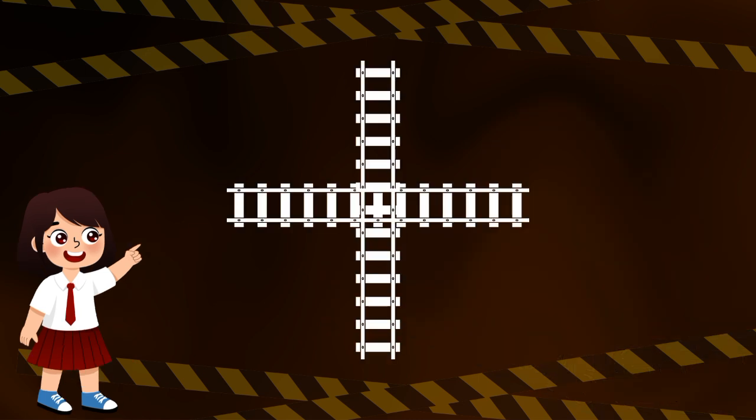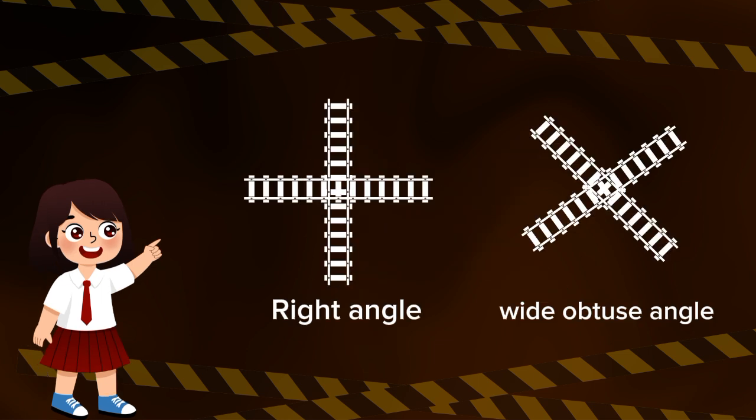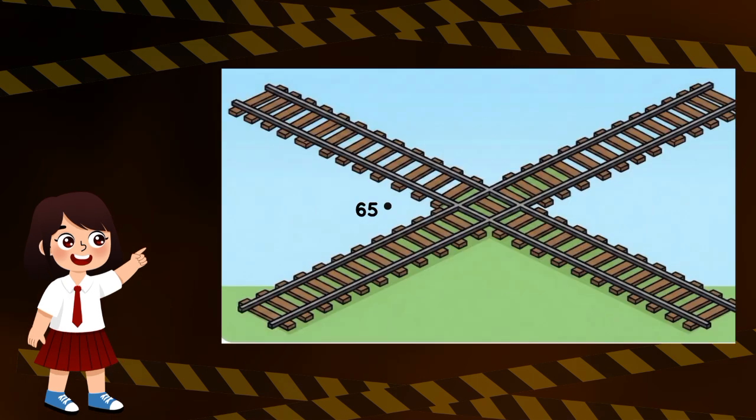The tracks should meet at a right angle, 90 degrees, or a wide obtuse angle greater than 90 degrees. These angles make the crossing clear and reduce the chance of trains sharing the same path. Going back, where do you think our problem fits to these angles? Yes, you're right. It's a wide obtuse angle.